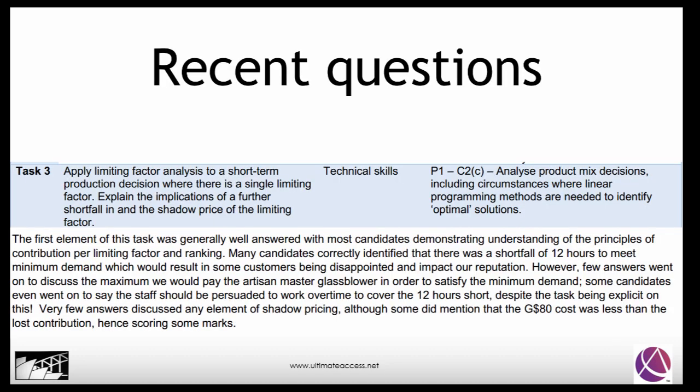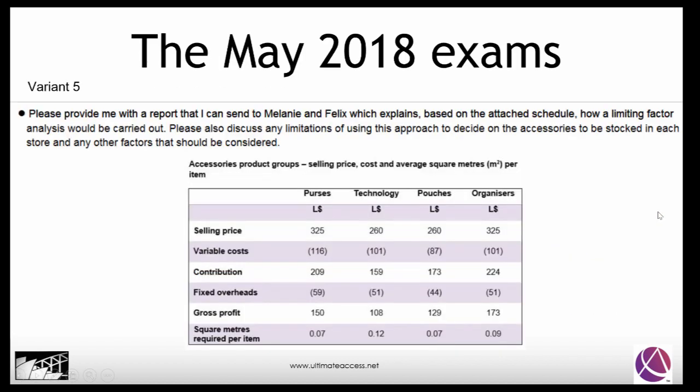There's been some recent questions. There was one here where you were asked to apply limiting factor analysis to a short-term production decision where there is a single limiting factor, just as it says in the syllabus. And this was to do with glass blowing and a shortage of artisan master glass blowers. In the May exam, you were given a scenario where there were different products that we wanted to produce. We just didn't have enough of the inputs to be able to produce as many as we had a demand for.